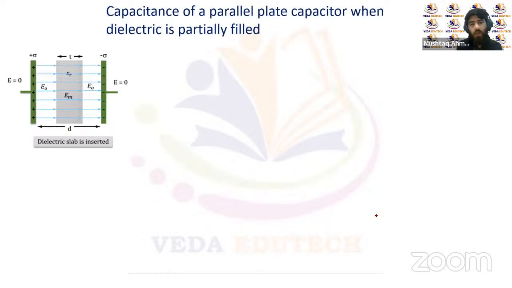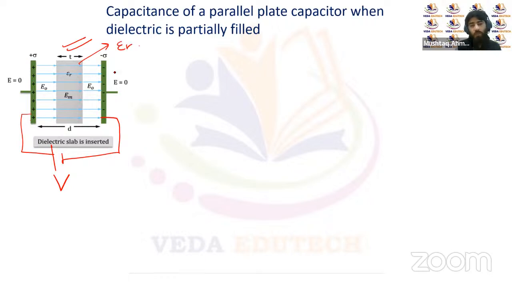Now let's suppose we have to find the capacitance of a parallel plate capacitor when the dielectric is partially filled. Now this dielectric is not completely filled, it's partially filled in this region, and we are supplying a total potential. Let's suppose the total potential between these two plates is equal to V. The charge density of this plate is sigma, and the charge density of the negative plate is minus sigma, and the thickness of this dielectric slab is t, and the dielectric constant of this slab is epsilon r.